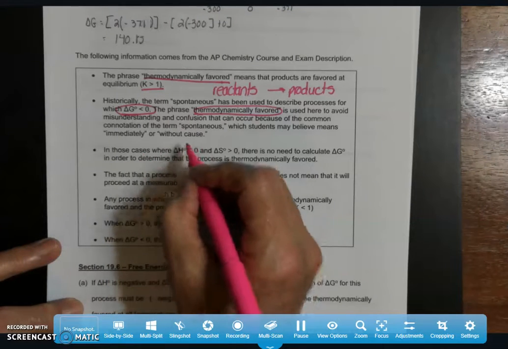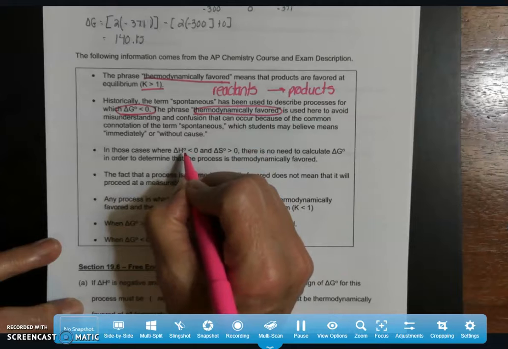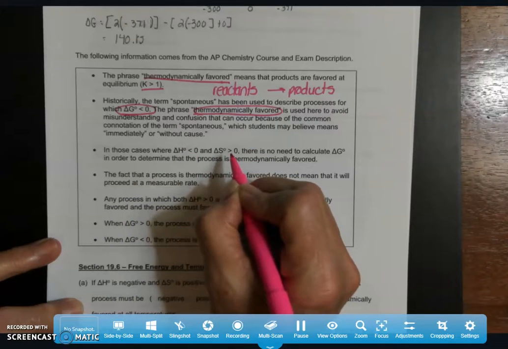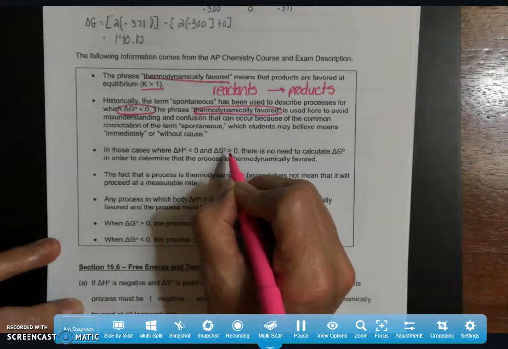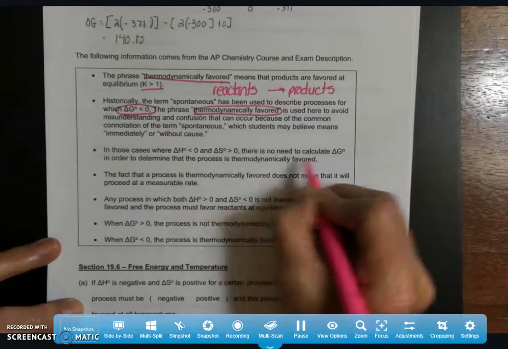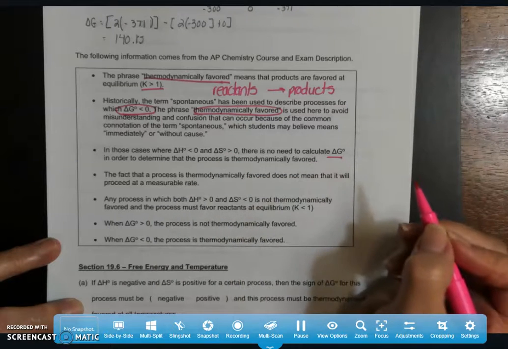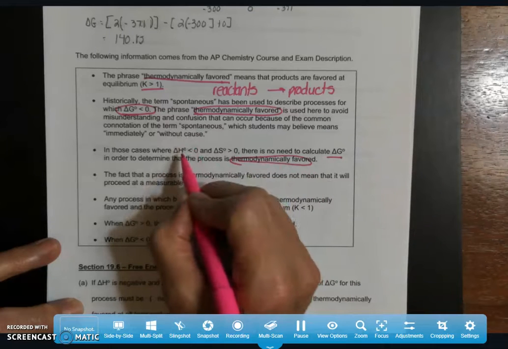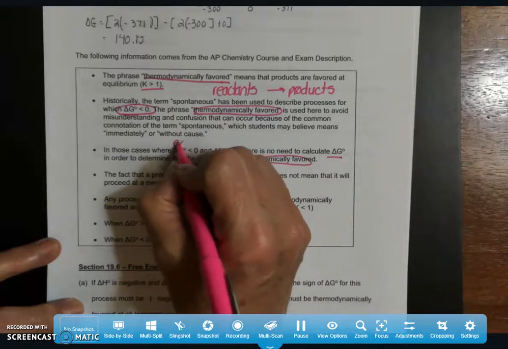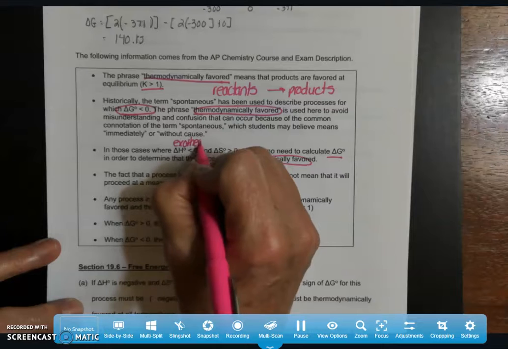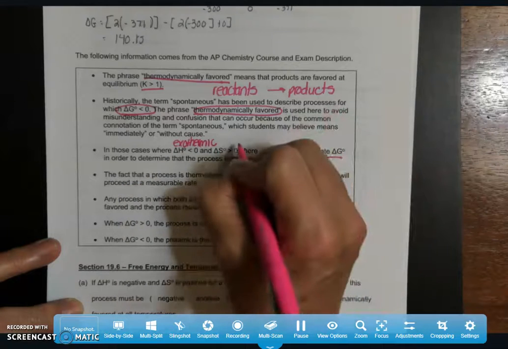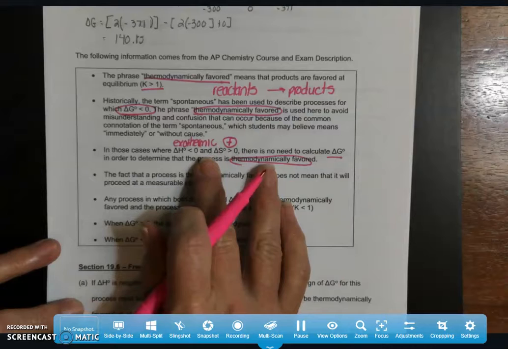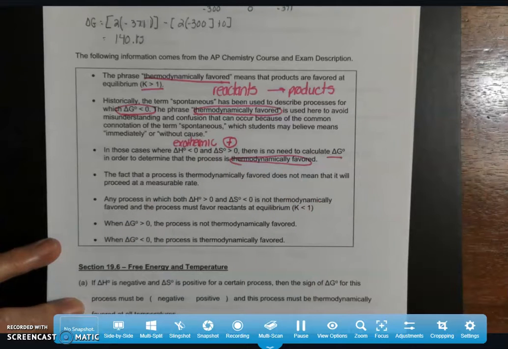Now, exothermic reactions are thermodynamically favored. We said that, right? And reactions high in entropy are thermodynamically favored. Therefore, there's no need to calculate delta G. We know it is thermodynamically favored if delta H is exothermic and delta S is positive, both, we know it's thermodynamically favored.